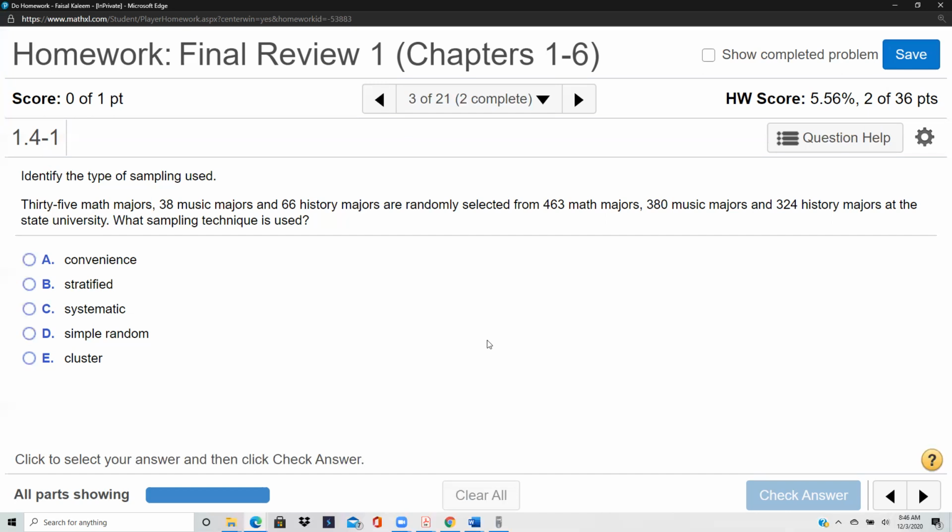Yeah, right. So at the first level, what they did was they divided the whole university students into these 463 math majors, 380 music majors, and 324 history majors. So there's an assumption here, and the assumption is that these are the only three majors at that university. So the whole university is being divided into these three majors. And then from each of these majors, you are picking a few at the second level. So stratified.